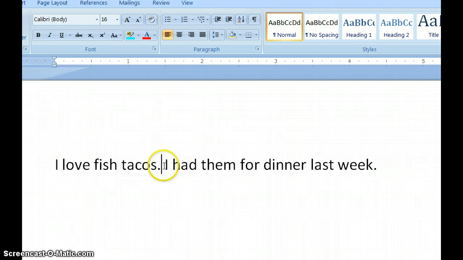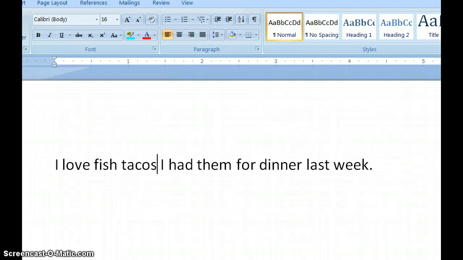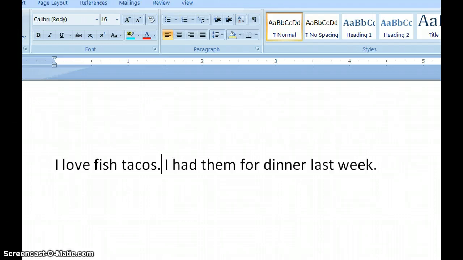We could also change this to a comma and conjunction. We have a little cause-effect relationship here. Cause being I love fish tacos and the effect was I had them for dinner last week. Or we could just end that sentence totally. So depending on what kind of punctuation you need to use and would like to use to show that you know a variety, that's what you would choose, because any of those ways are suitable or appropriate.